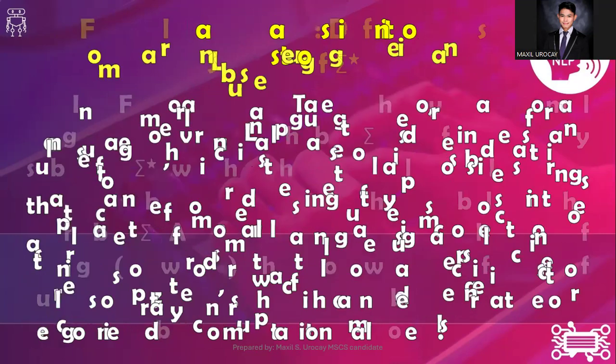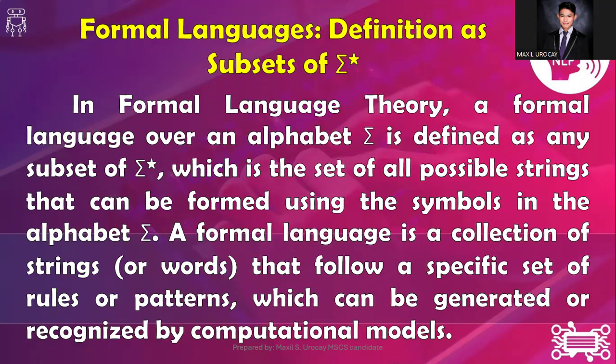The formal context: formal language theory. A formal language over an alphabet sigma is defined as any subset of sigma star, which is the set of all the possible strings that can be formed using the symbols in the alphabet. A formal language is a collection of strings or words that follow a specific set of rules or patterns, which can be generated or recognized by computational models.